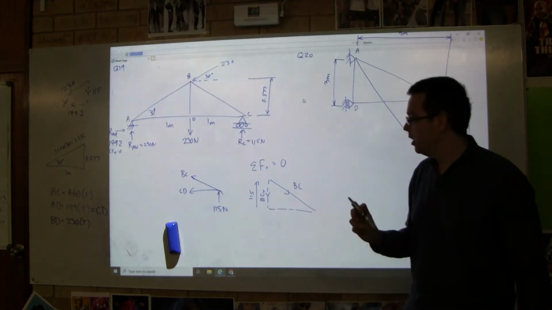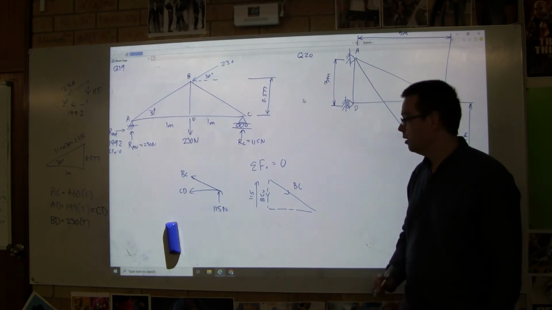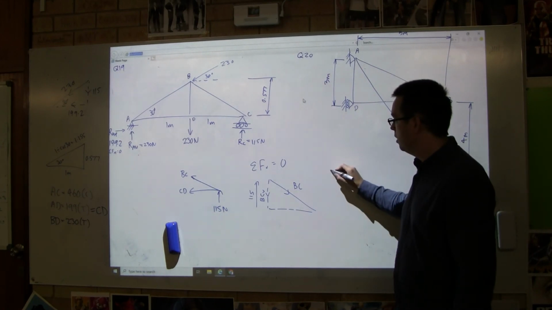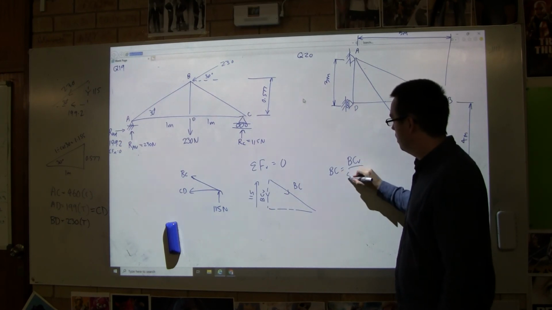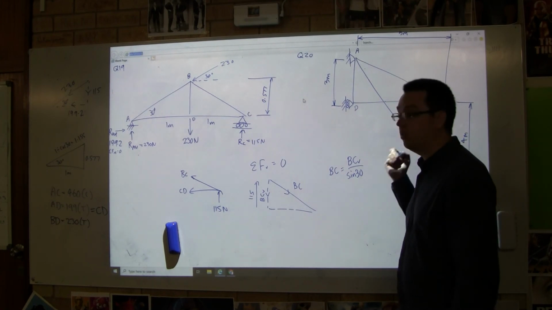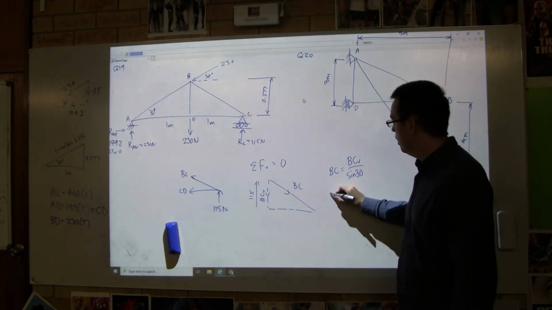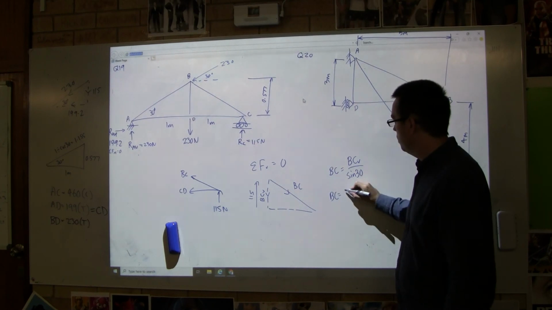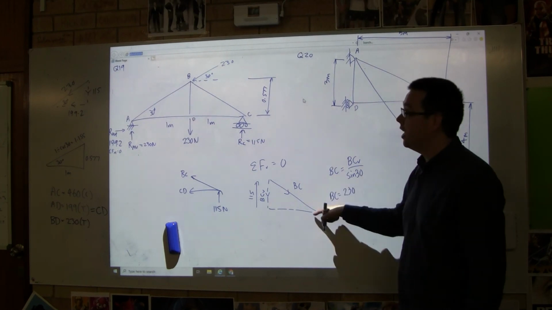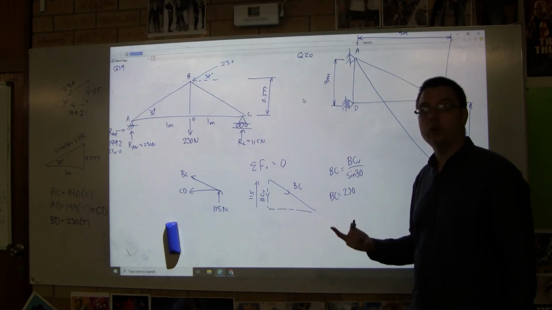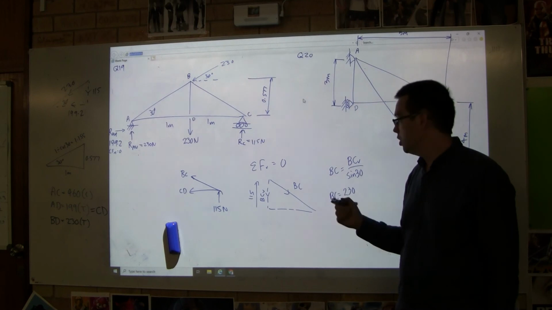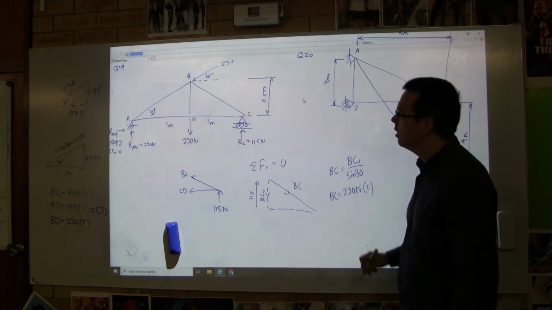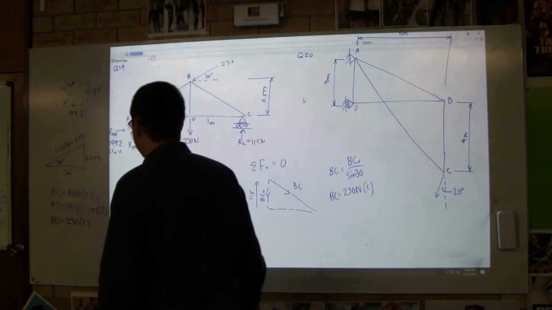And so that means BC is going to be that. Can you tell me how big is BC going to be in that case? Sine of 30 is a half, so it's going to be divided by a half, that's going to be twice as big. So BC is going to equal 230. It's going down. If it's going down, is it into the node or out of the node? Into the node, so that means it's going to be compression. Okay, we're done.